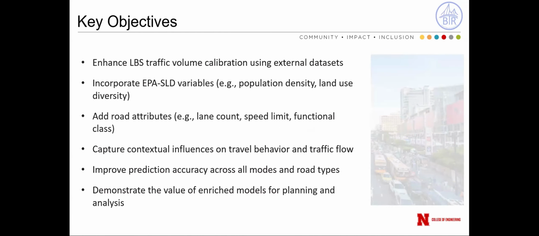So our main objective is to improve how we calibrate LBS data using traditional traffic counts by bringing in external data sets. We incorporated variables from the EPA Smart Location Database, things like population density, land use diversity, employment characteristics, and so on, because they shape travel behavior. We also added detailed attributes from the Nebraska DOT, such as speed limits and number of lanes. These variables now allow us to model traffic more contextually rather than just correlating counts with the LBS indicator, location-based services indicator.